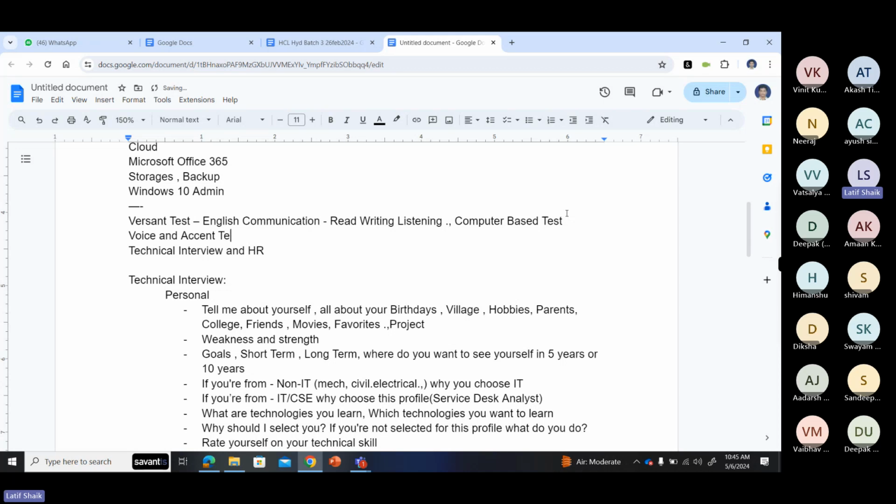Voice and accent test is there. It is directly an HCL person who is going to interact with you and ask some questions, just like about yourself, about your birthday, about your village, anything, to test your communication skills. Then a technical and an HR interview will be there. This is the process. Okay.